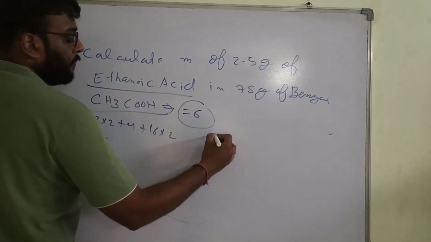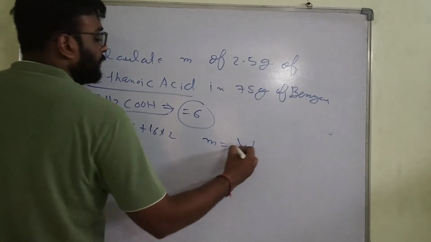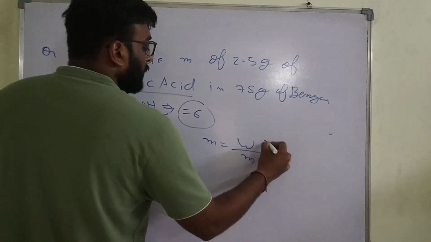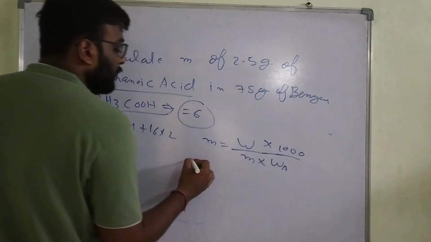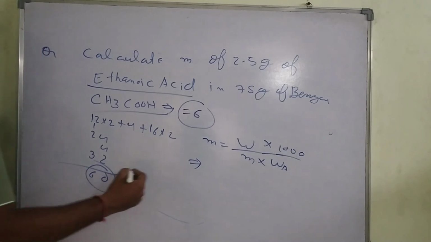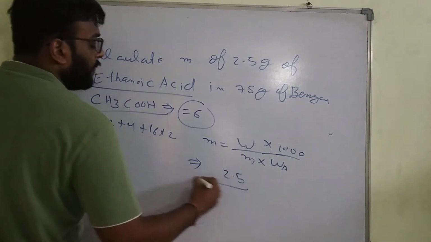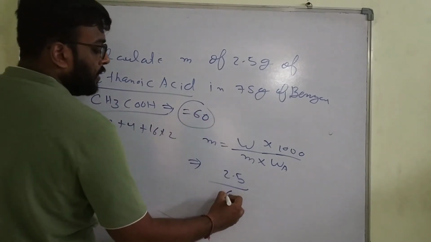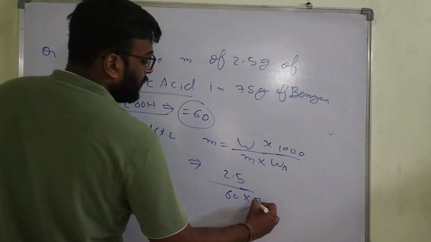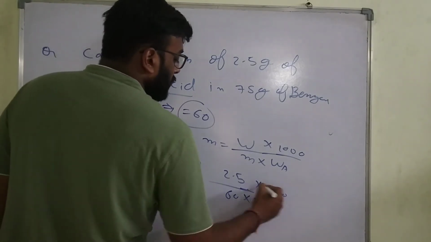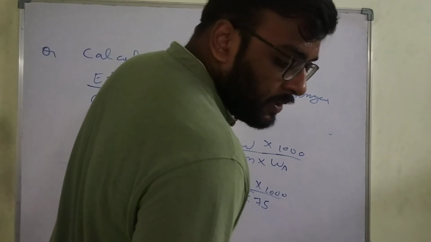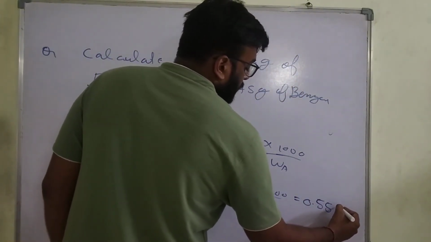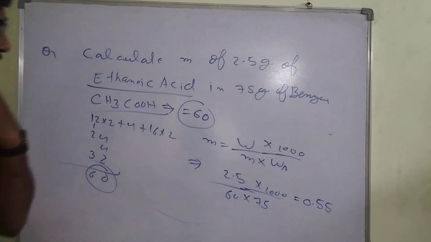Apply the formula. What is the formula of molality? Weight in gram upon molecular mass, upon weight of solvent WA, multiplied by 1000. I am putting the values over here. Molality is equal to weight in gram, which is 2.5 gram, upon molecular mass of ethanoic acid, 60, upon weight of solvent, 75 gram, multiplied by 1000. You can solve this and finally the answer is 0.556.